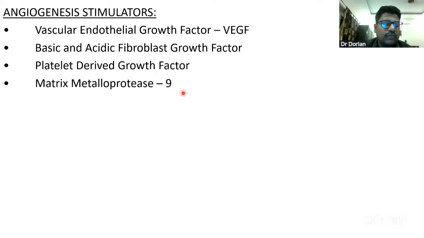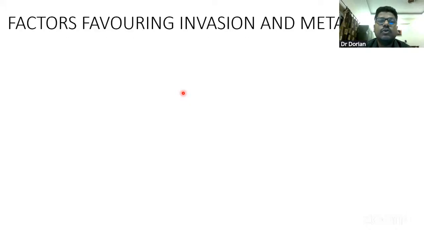So both of these things should be in balance with each other. If this balance is disturbed, it leads to either of the one. Cancer cells disturb the angiogenesis inhibitors and promote the angiogenesis stimulators, leading to excessive blood vessel growth. So these are all the factors favoring.